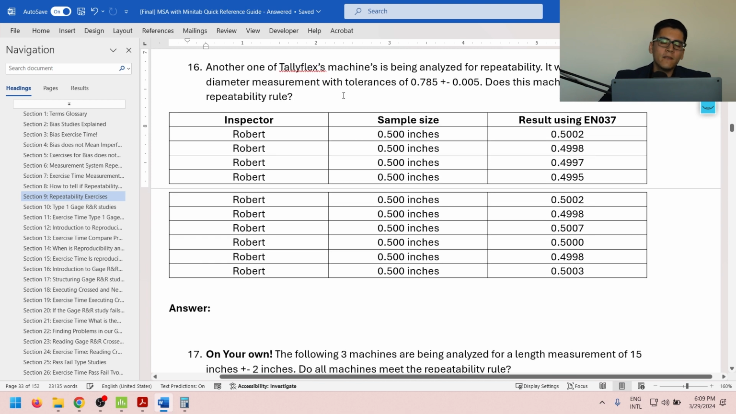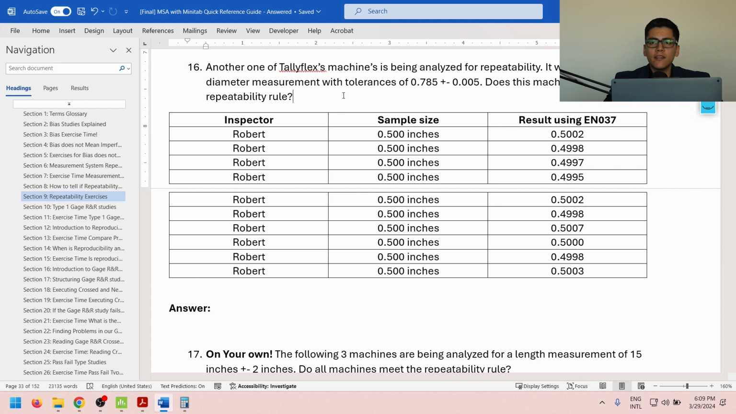Now, let's do Exercise 16. Another one of Tallyflex machines is being analyzed for repeatability. It will be used for a diameter measurement with tolerances of 0.785 plus minus 0.005. Does this machine meet the repeatability rule? You can pause the video right now to try and do it on your own. Otherwise, please just give me 3 seconds and I'll provide you with the answer.